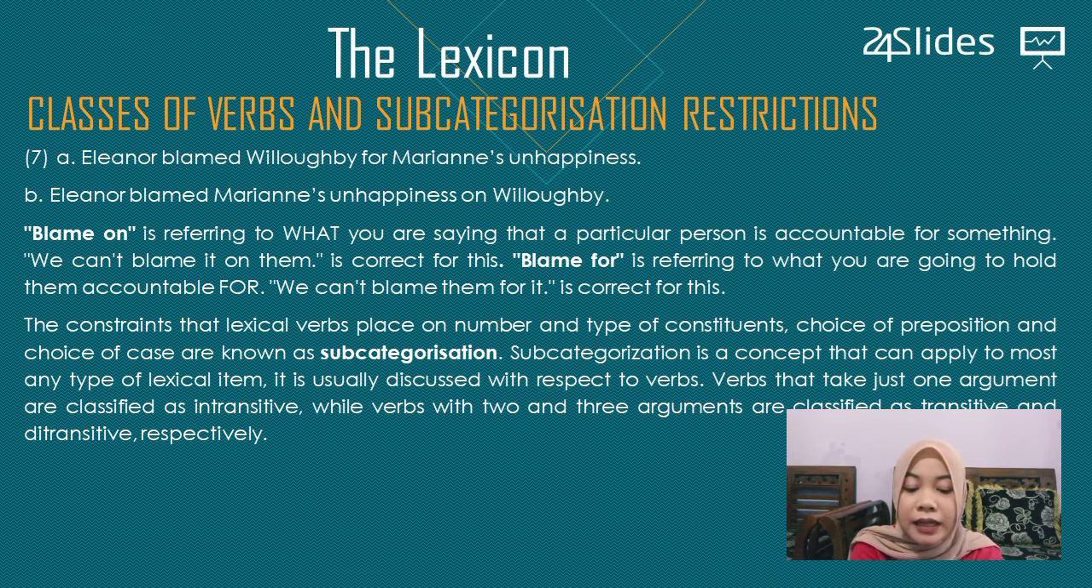The constraints that lexical verbs place on number and type of constituents, choice of preposition and choice of case are known as subcategorization. Subcategorization is a concept that can apply to most any type of lexical item. It is usually discussed with respect to verbs. Verbs that take just one argument are classified as intransitive, while verbs with 2 and 3 arguments are classified as transitive and ditransitive, respectively.